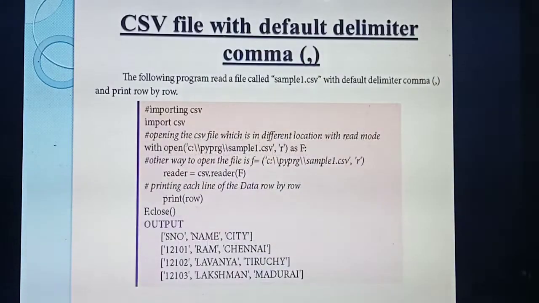Understood? Okay. So next we are going to study about each topic in detail. First one is CSV file with default delimiter comma. What's the first one? CSV file with default delimiter, comma. So now we are going to see one sample program with default delimiter, comma. In this output you are going to display each element row by row with each field separated using commas. Understood?